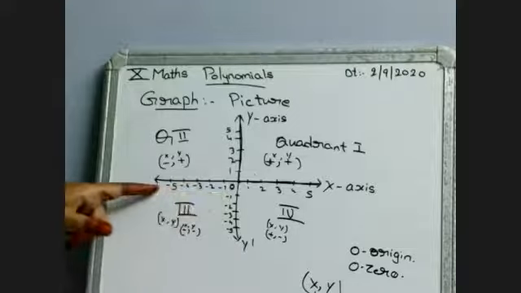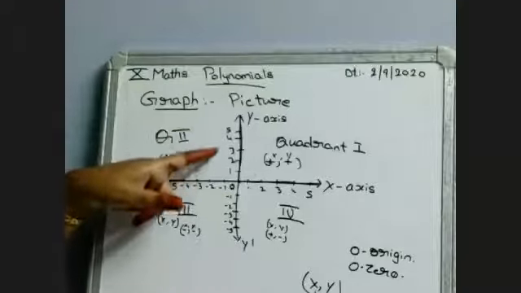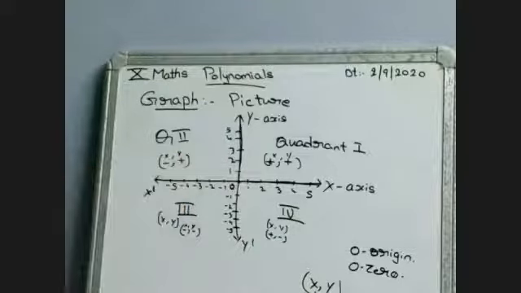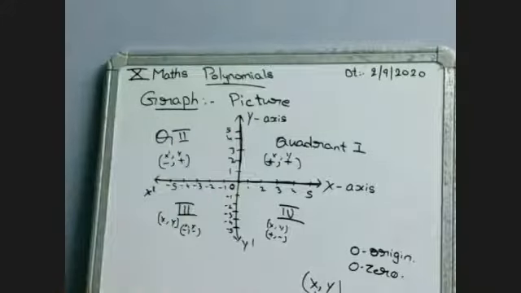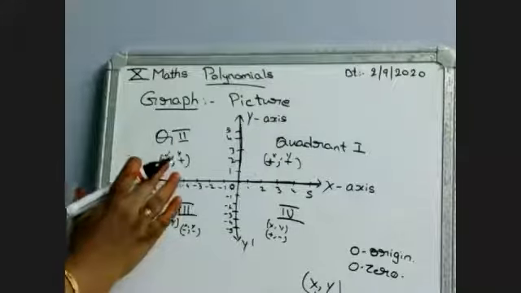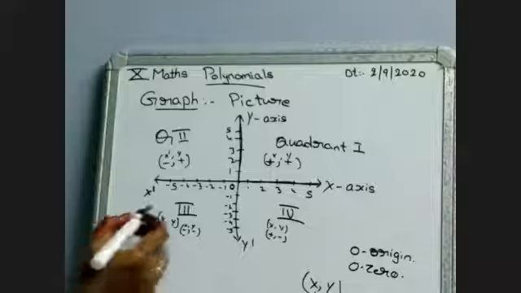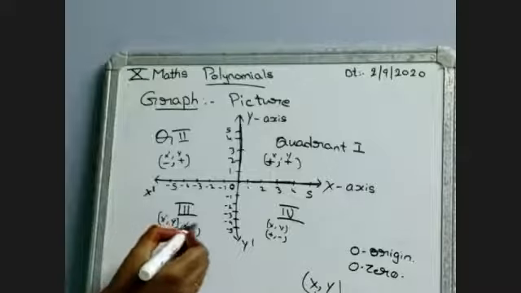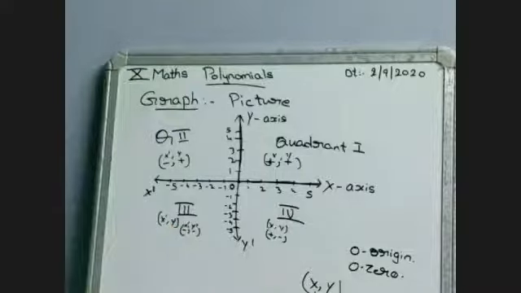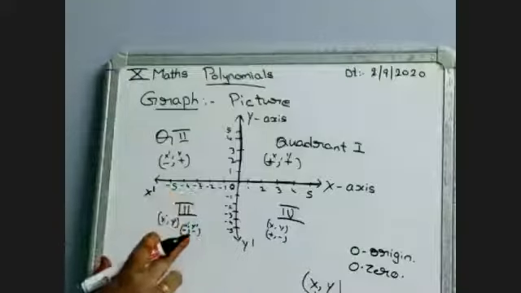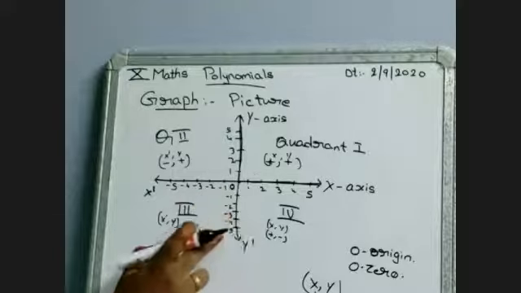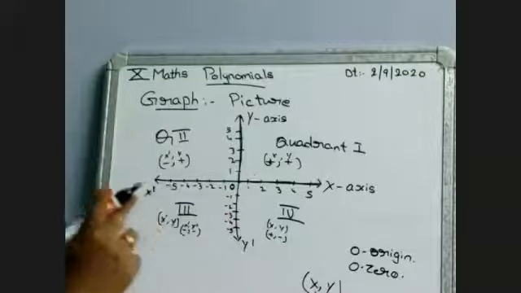Here x is negative and y is positive. So you can write x, y: the x values are negative and the y values are positive, so we wrote negative comma positive. Here we can take x dash, y dash, so there is no confusion for you. So what are the x dash values? Negative. And the y dash values? Negative.